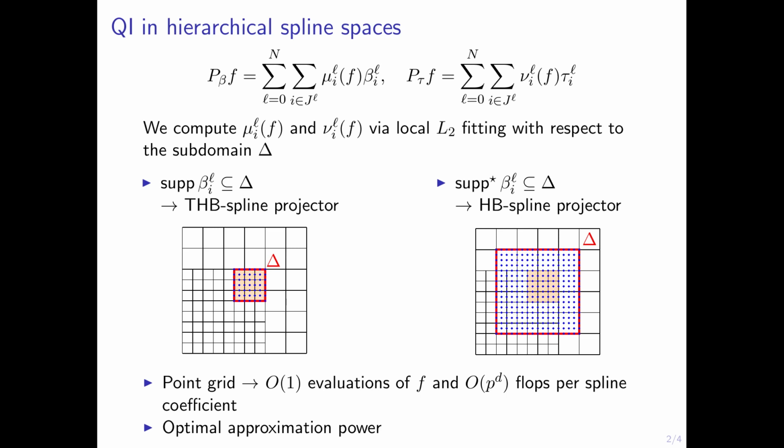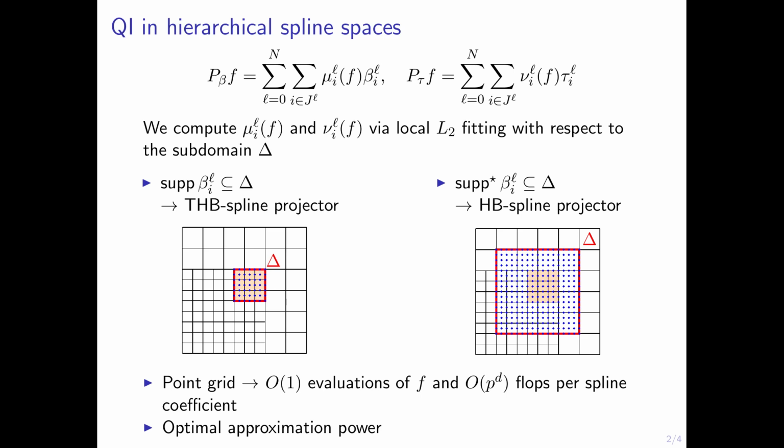On the other hand, for the HB case, the condition is a bit different, so we need to have the substar of beta. If this support is contained in delta, then we have an HB spline projector. And the substar is basically the extended support of beta, so you have to consider every basis function which completely contains the support of beta.